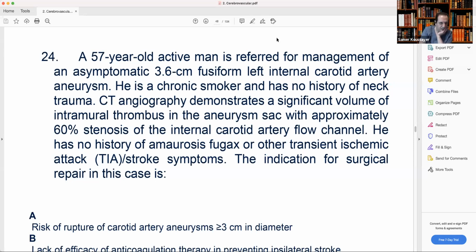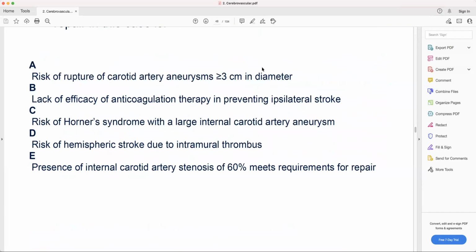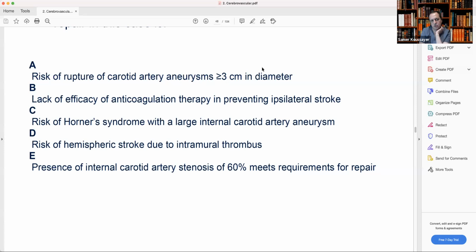All right, let's see what the options are. The indication for surgery: A, risk of rupture of carotid artery aneurysm more than 3 centimeters in diameter. Now let's stop on this one. What you said before is that rupture is not a concern, right? Yes, they merely embolize. The reason this is not correct is not the size, because sometimes they reach even 4 or 5 centimeters and don't rupture, but they cause TIAs and stroke. So risk of rupture is not our concern. That's why this answer is wrong.